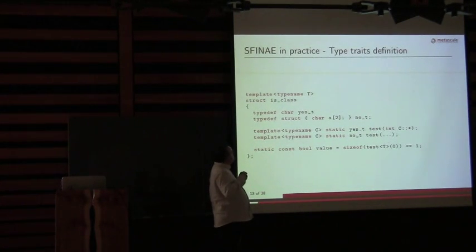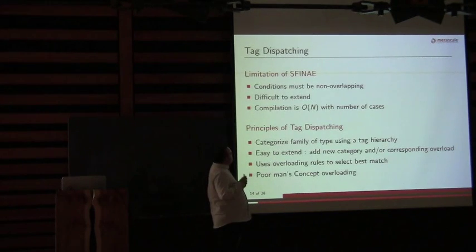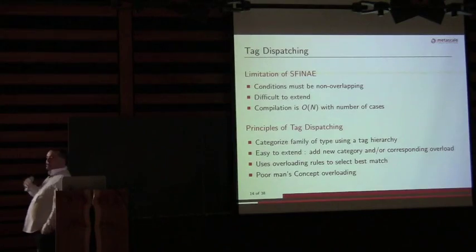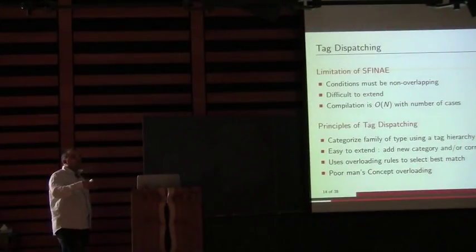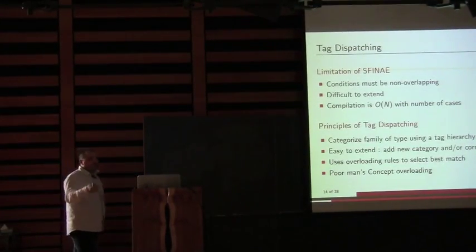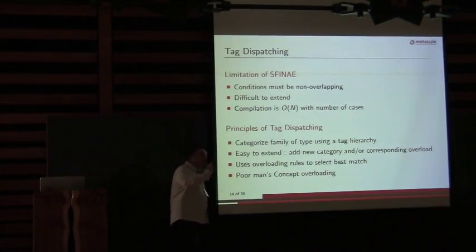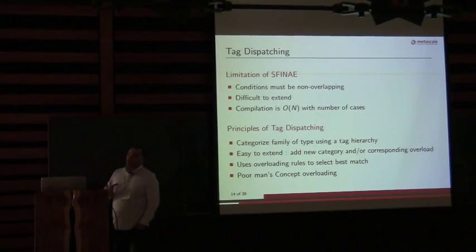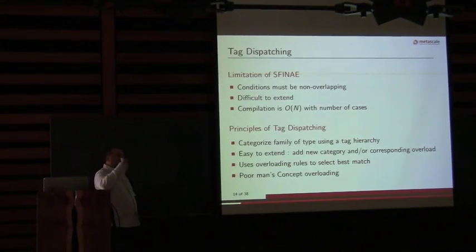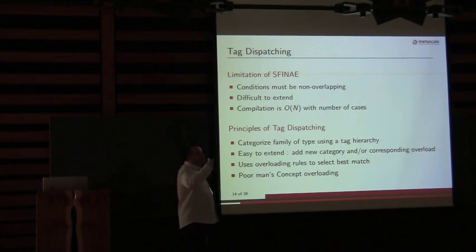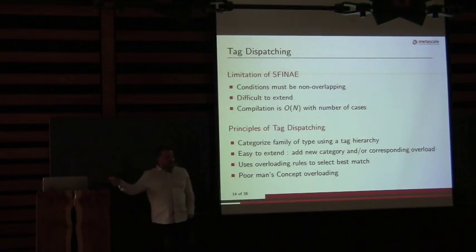Okay, so that's SFINAE. But this has some limitations. First, in the case of functions, all the conditions must be non-overlapping. If not, you will get ambiguity. Which means that when you want to add a new condition, and it's not trivial that all the others are false when this one is true, you will have to edit all your conditions to explicitly say, and not the new stuff.